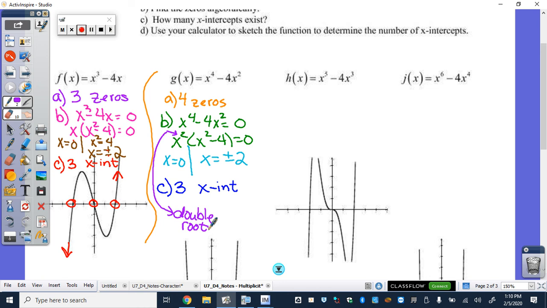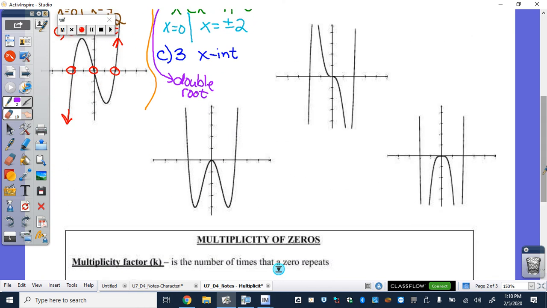So what ends up happening, if you look at our graph here, instead of crossing the x-axis at 0, it's doing a little bounce. So it comes up to the x-axis, it hits it, and then it goes right back down. And that's because 0 is a double root. So that's how it affects our graph there. So our positive 2 and our negative 2, those just cross right through the x-axis like we're used to. But that 0 ends up bouncing because it's a double root.